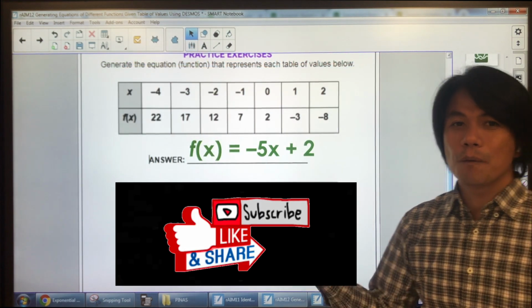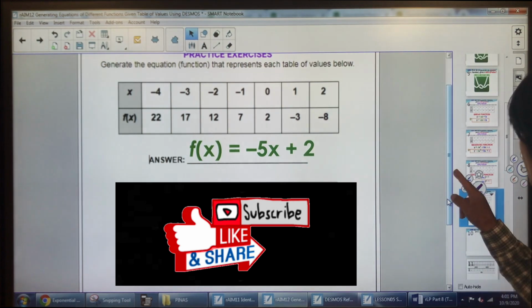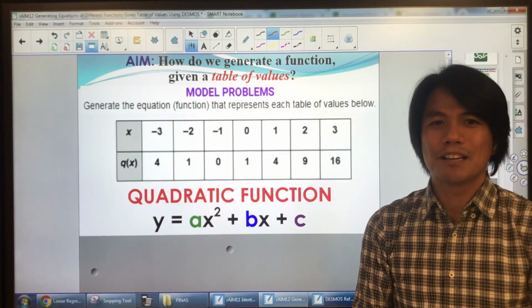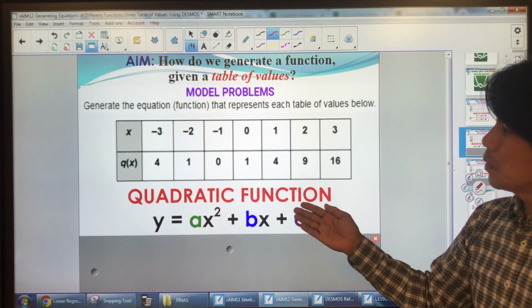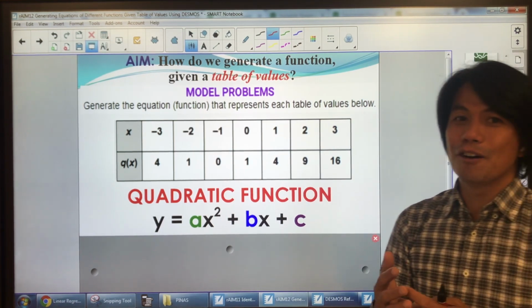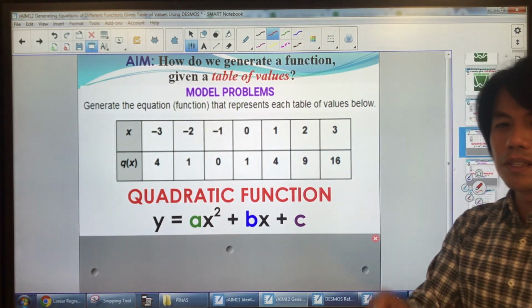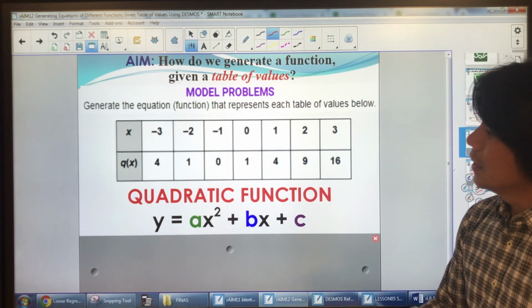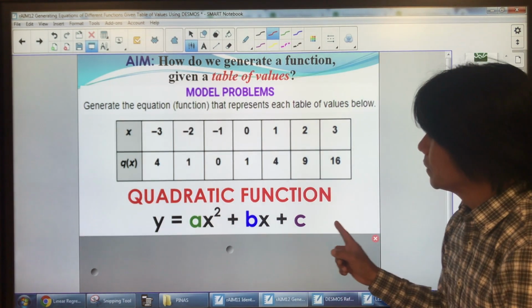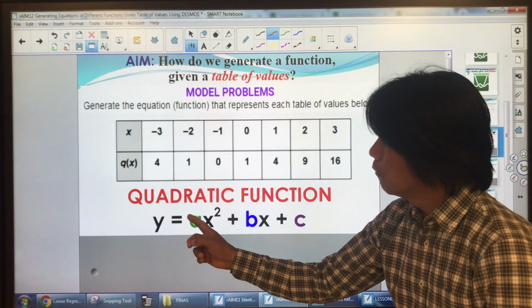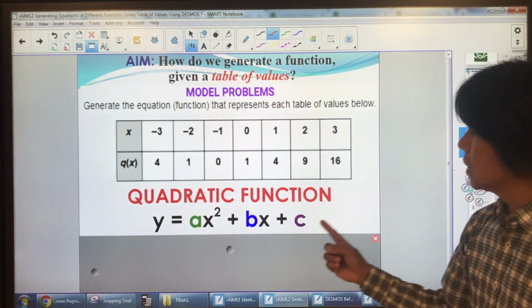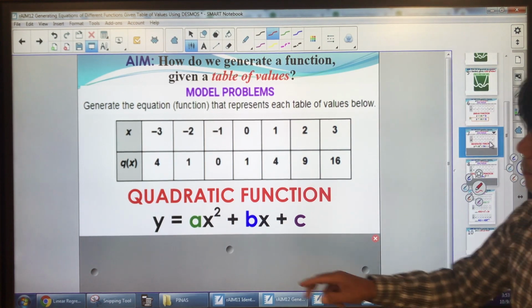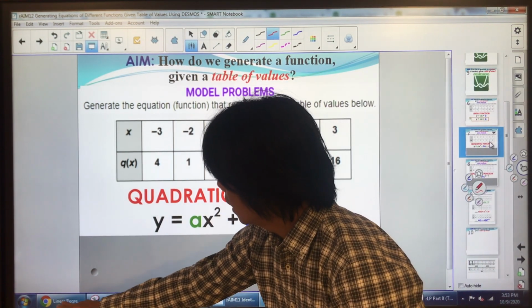Here we go. I hope you got both answers correct. Now let's go to the second model problem. We already know that this table represents a quadratic function. How did I know that? Click the link below inside the description box. Alright, and this is the standard formula for a quadratic function: y equals ax squared plus bx plus c. Alright? Now let's go to our Desmos.